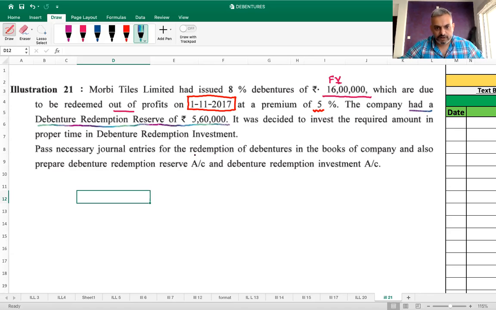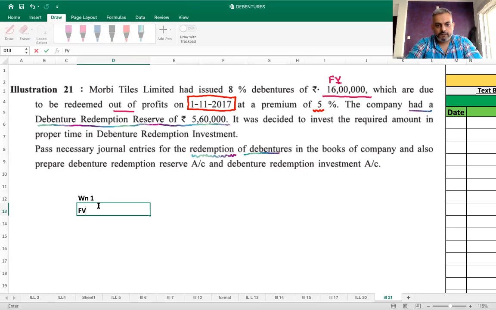Pass necessary journal entries for redemption of debentures in the books of the company and also prepare debenture redemption reserve and debenture redemption investment account, which you have to do on your own. So let's make the format and write the heading. Now let's do some working before we write the heading. Okay, working note 1, and then we go to that section of the screen.